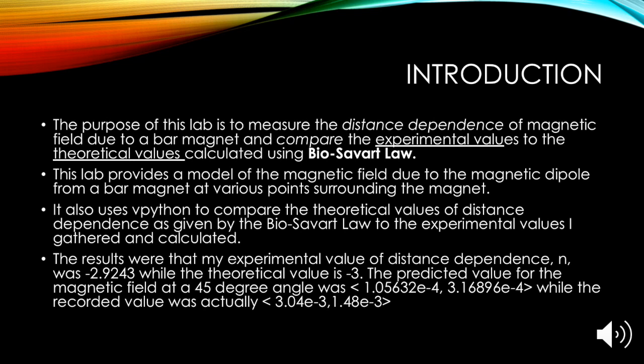The results were that my experimental value of distance dependence n was negative 2.9243, while the theoretical value was negative 3. My predicted value for the magnetic field at a 45-degree angle was 1.05 e to the negative fourth in the x component and 3.1 e to the negative fourth in the y component, while the recorded value was actually 3.04 e to the negative third in the x component and 1.48 e to the negative third in the y component.